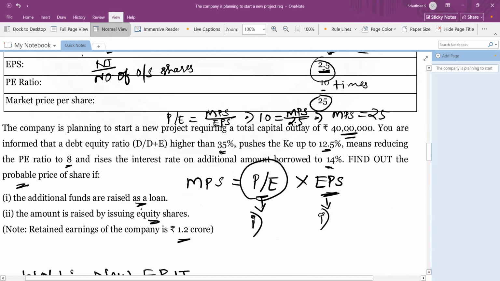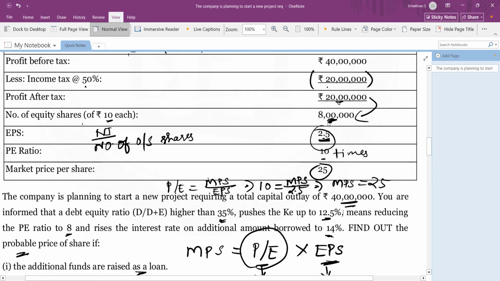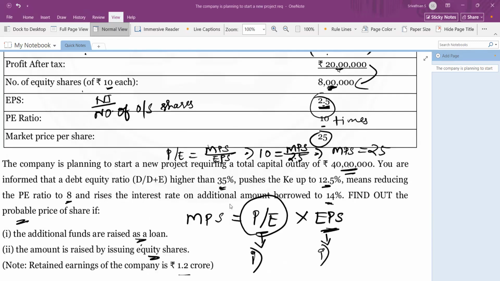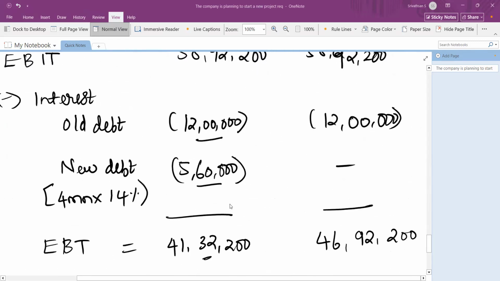Now, under financial plan 2, the company has raised this additional capital of 40 lakh or 4 million rupees in the form of equity shares. So they have issued additional equity shares, right? So what is the existing number of outstanding shares? 8 lakh. In addition to that, they have issued a few more equity shares. So what will be the total number of outstanding equity shares? That we need to calculate.